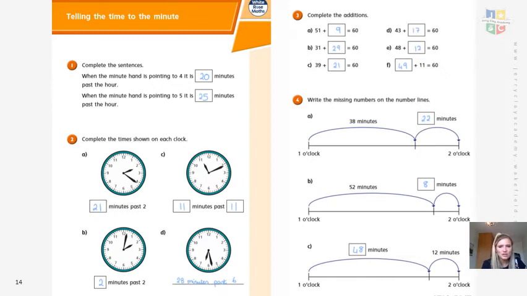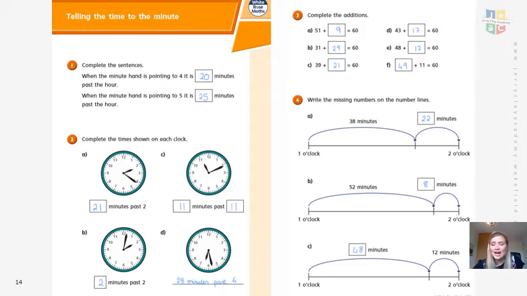Complete the times on each clock. So again, some of them you have got the hour hand, some of you have to write both minutes and the hour, and for the last one you had to write 28 minutes past 6, so you had to write it in full there. And you could have added it, you could have done your jumping method to help you.